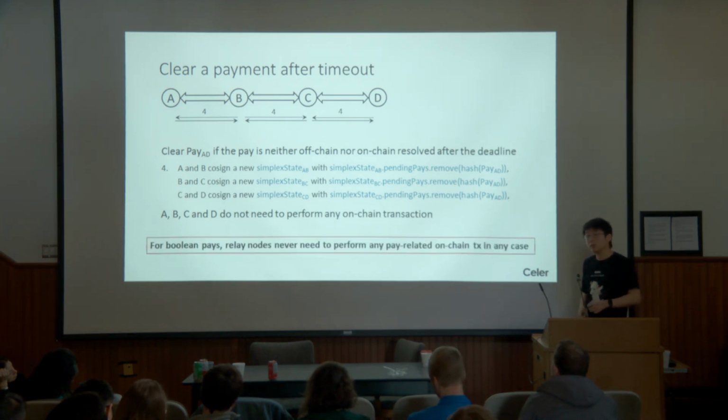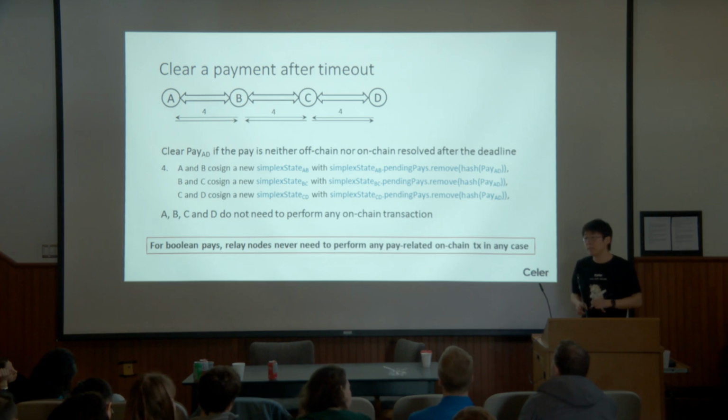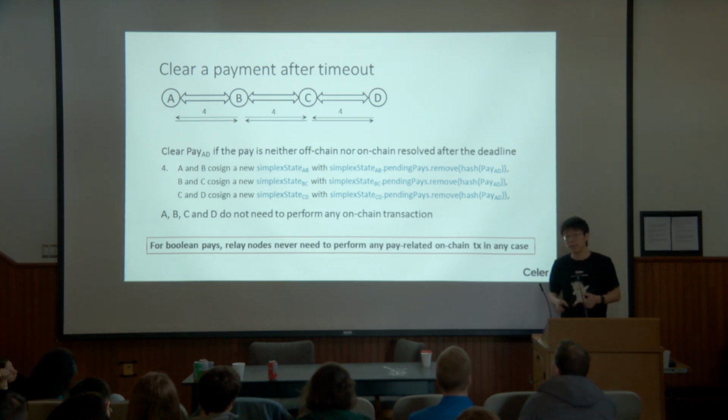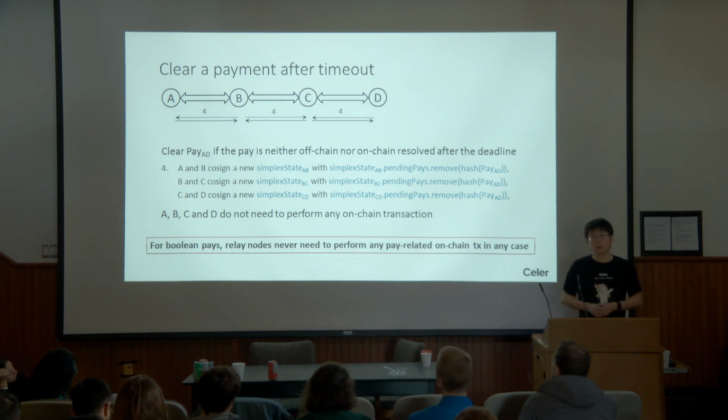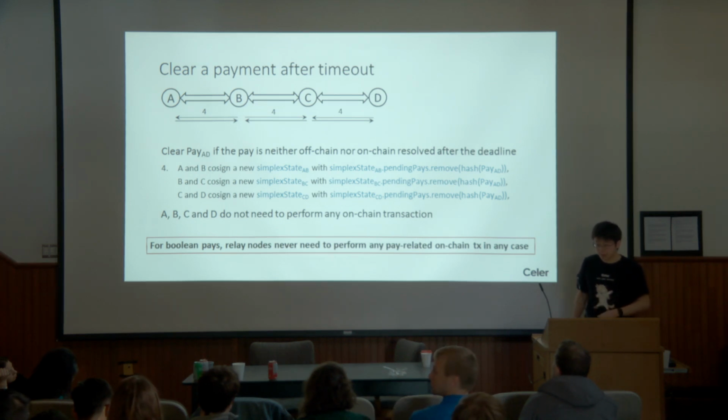Here, I want to stress that the main takeaway is that for Boolean payments, which are the most common payments in our view, the relay nodes never need to perform any pay-related on-chain transaction in any case. In this way, we can run a very reliable, robust, and high-performance relay node that can support tens or hundreds of thousands of users and very high volume transactions concurrently.